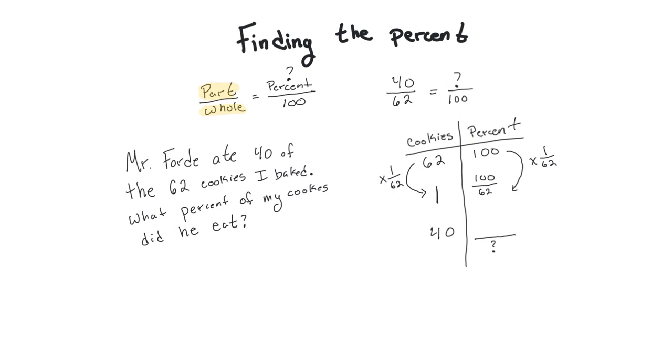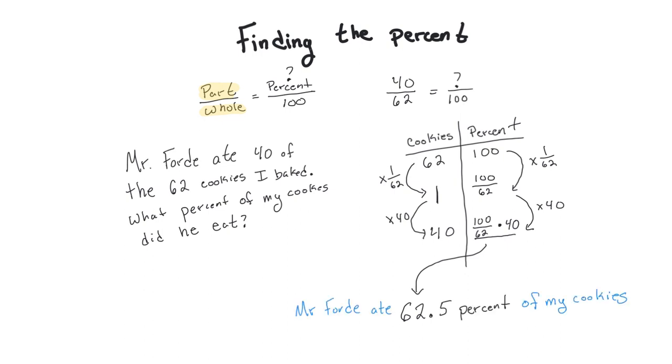And now I want to get to 40. So multiplying both sides by 40, I would get 100 over 62 times 40, or 62 and 5/10. So this would tell me that Mr. 40 ate 62 and 5/10% of my cookies.